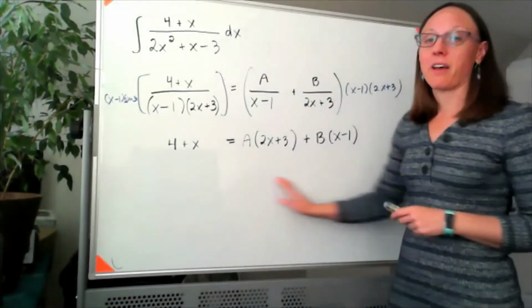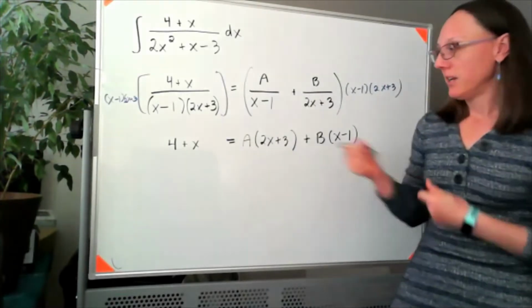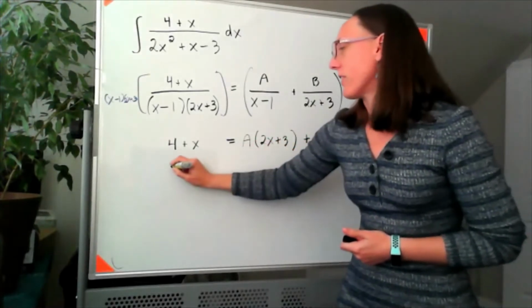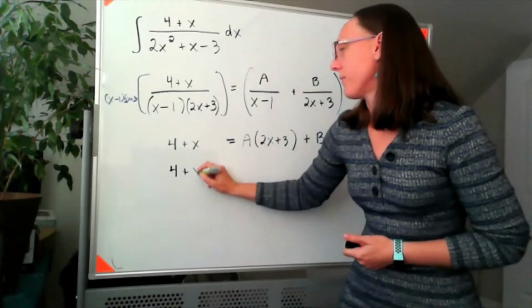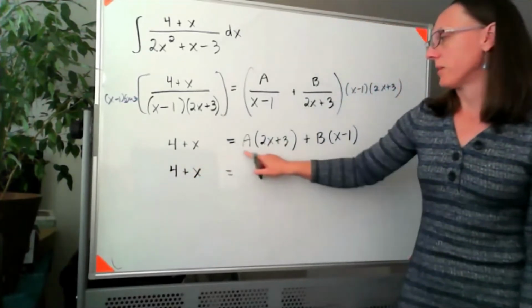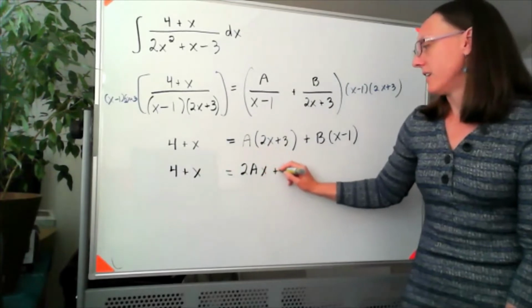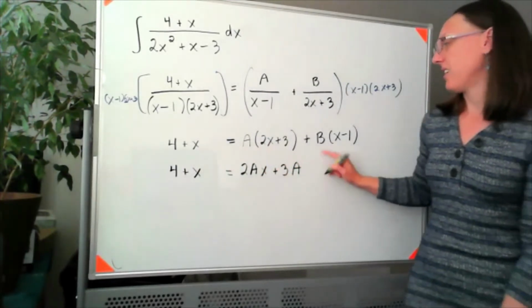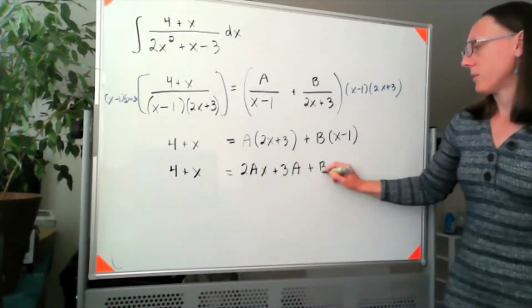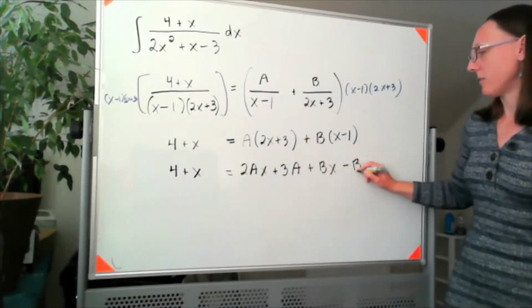I have to multiply all of that out. So on the left-hand side, I've still got that 4 plus x. And over here, I'm going to distribute the a in, so I'll have 2ax plus 3a, and then plus bx minus b.